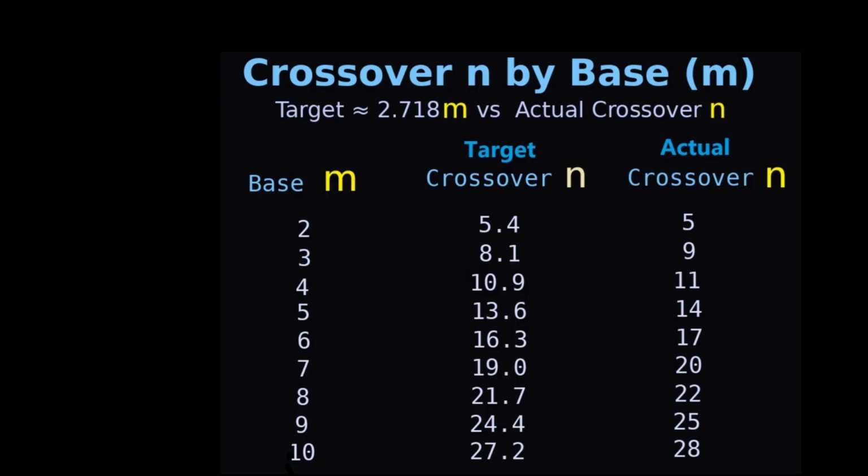This table shows where two massive expressions cross over, depending on the base m. The theory predicts the crossover happens around n almost equals em, about 2.718 times m. Look at the numbers. For m equals 2, the target is 5.4, actual crossover is 5. For m equals 5, target 13.6, actual 14. By m equals 10, target 27.2, actual 28. Across all bases, the real crossover is always the nearest integer to e times m. Different bases, same constant, e, controls the phase transition.